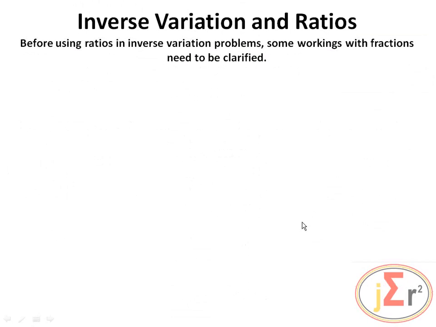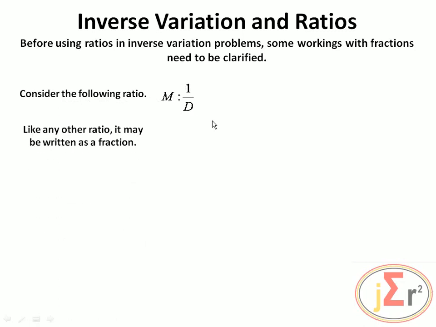We are going to use ratios in our inverse variations. Before we use ratios in inverse variation problems, some workings with fractions need to be clarified. So we're going to consider the following ratio: m to 1 over d. Like any other ratio, it may be written as a fraction. And of course, how is the fraction written? The first number in the ratio is the numerator, and the second expression is the denominator. And that turns out to be 1 over d.